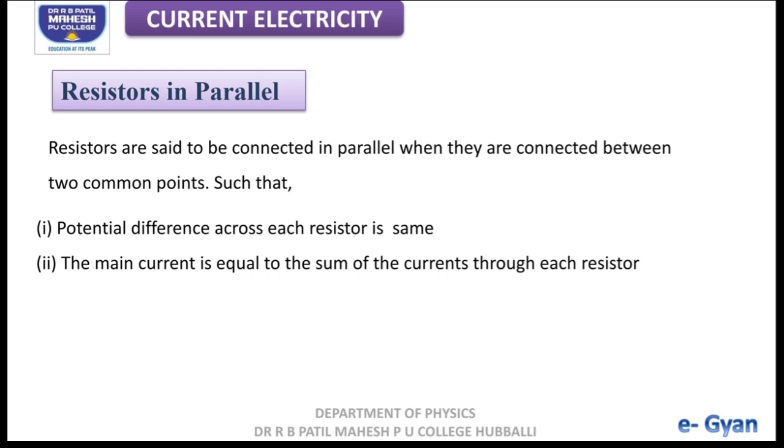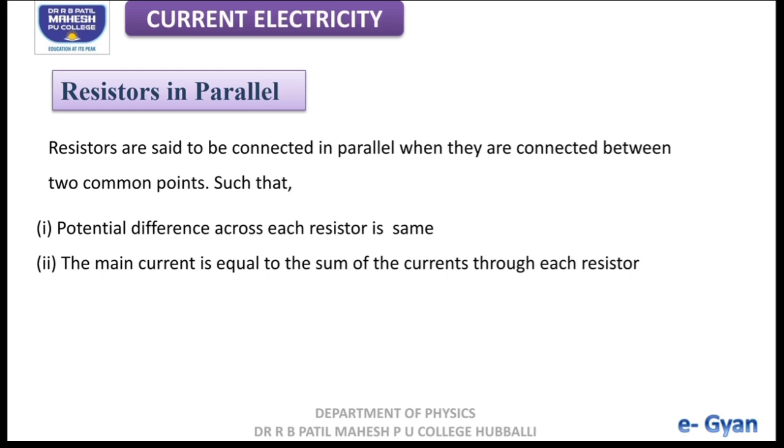When the resistors are connected in parallel combination, the potential difference across each resistance will be the same. Why will it be the same? Because one end of all the resistors is connected at one point, and the other end of all the resistors is connected at another point. Therefore, potential difference between those two points is the same for all the resistors. But current is different for different resistors.